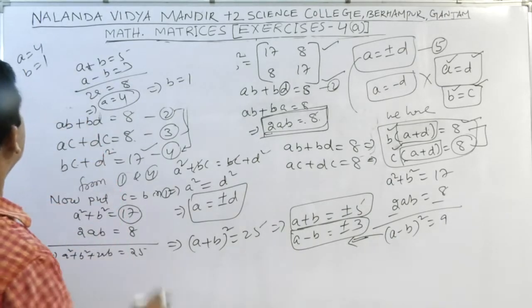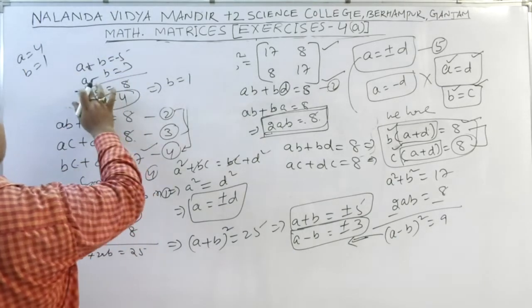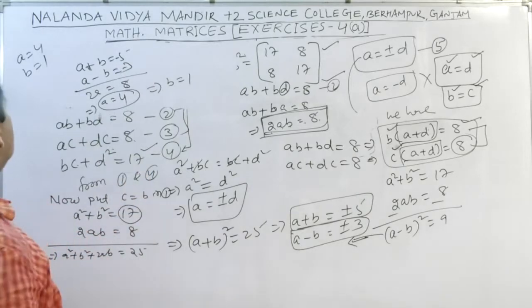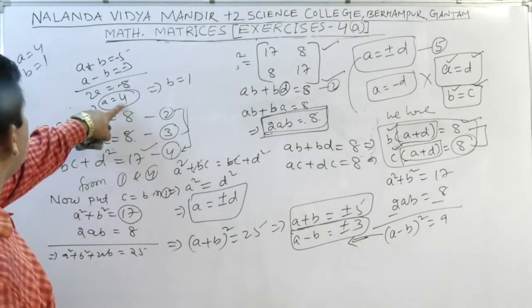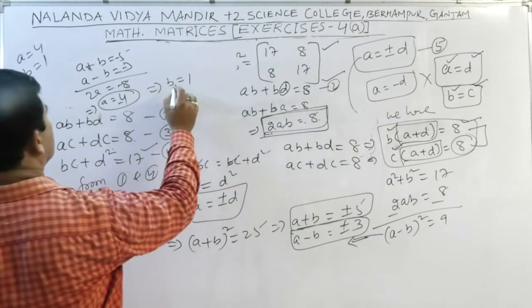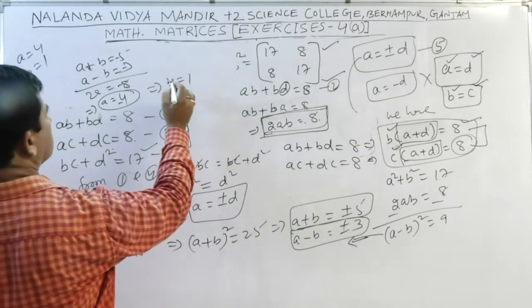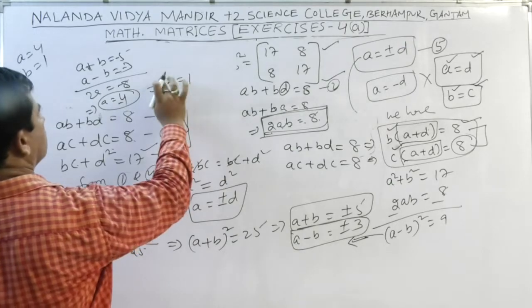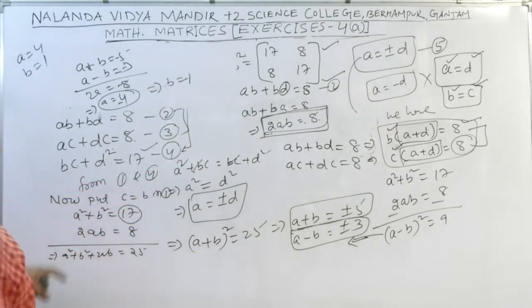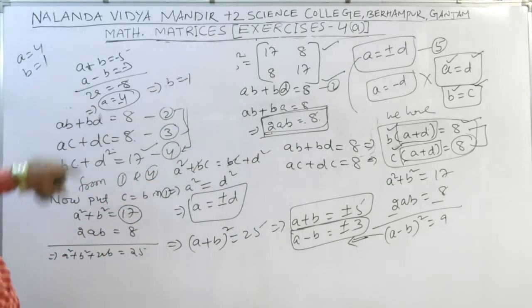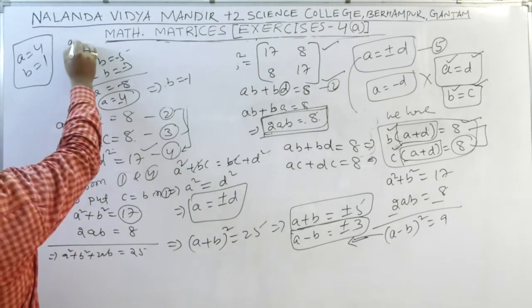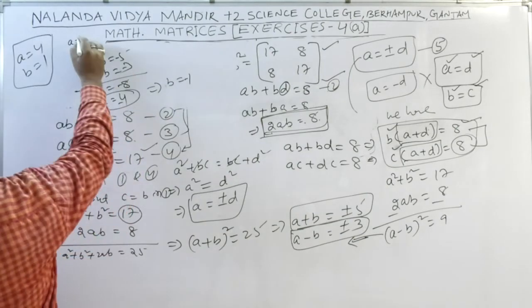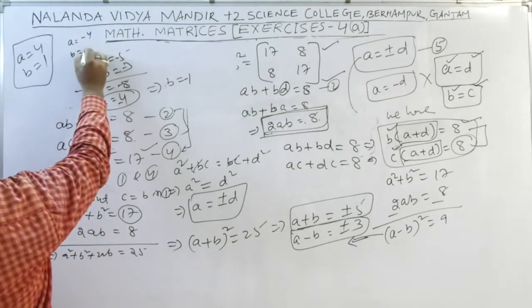Now, A plus B is equal to minus 5 and A minus B is equal to minus 3. Therefore, 2A is equal to minus 8, and A is equal to minus 4, and B is equal to minus 1. If A is equal to 4, B is equal to 1. If A is equal to minus 4, B is equal to minus 1.